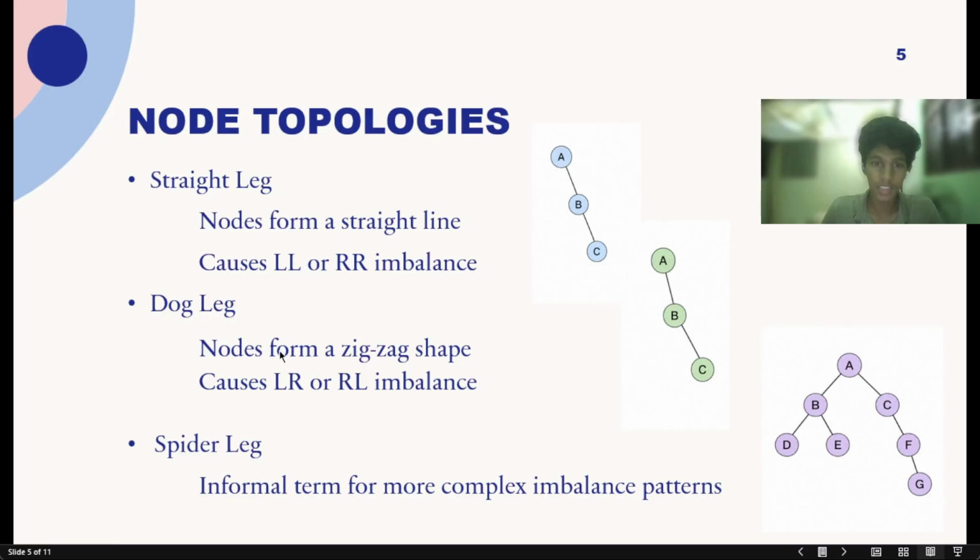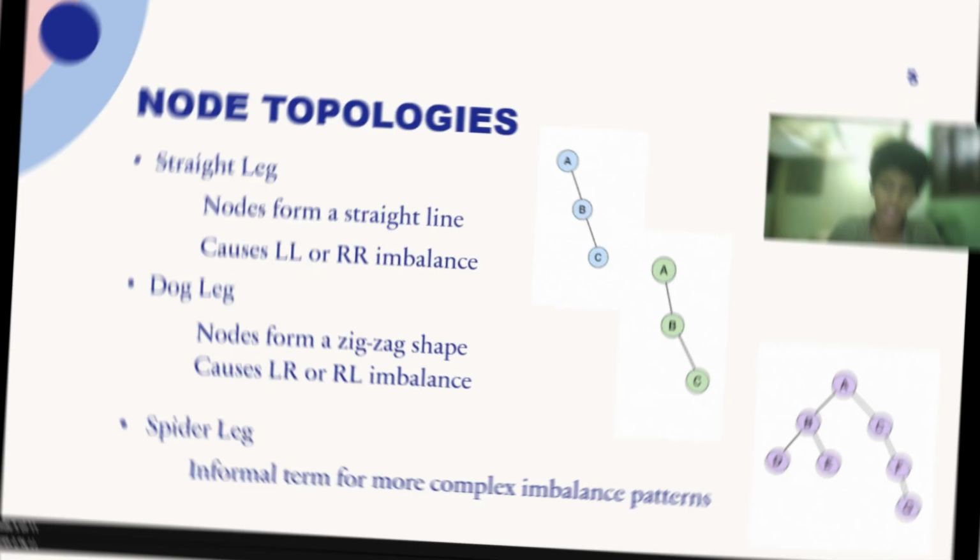And the second topology is the dog leg. This creates a zigzag pattern. This causes left-right or right-left imbalance. As you can see in the picture, this one goes right-left or left-right. The third topology is the spider leg topology. This is more of an informal term used to describe deeper or more complex imbalance patterns involving multiple levels. As you can see, this is the first level, this is the second level, this is the third level, and the fourth level. Understanding these shapes helps us identify which rotations should be used.